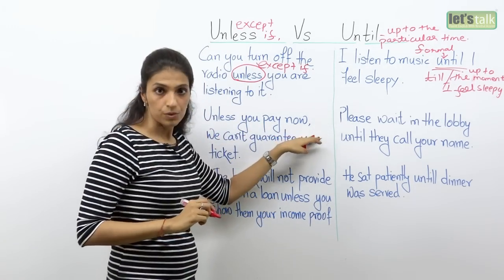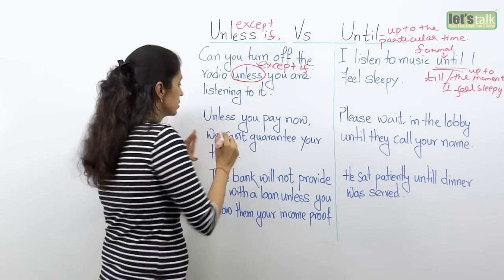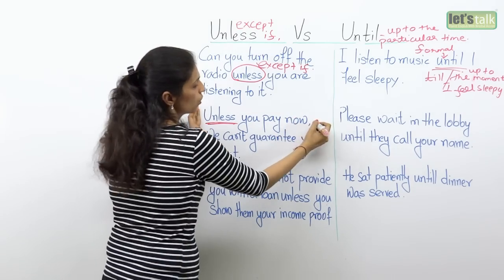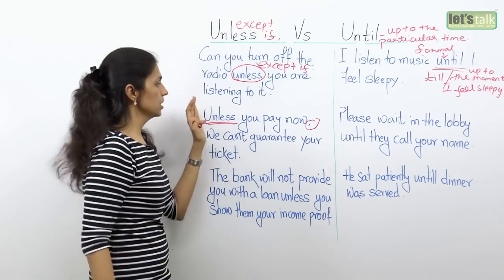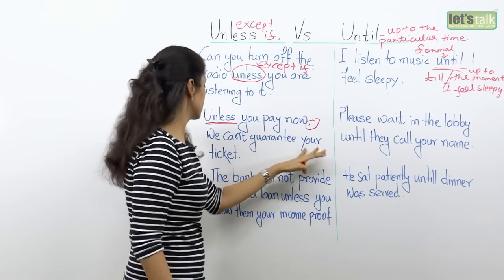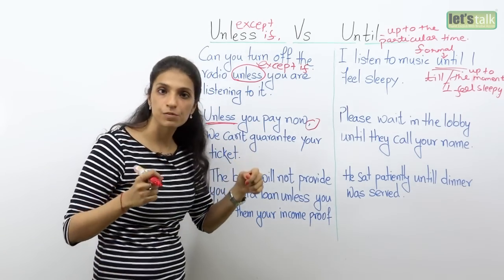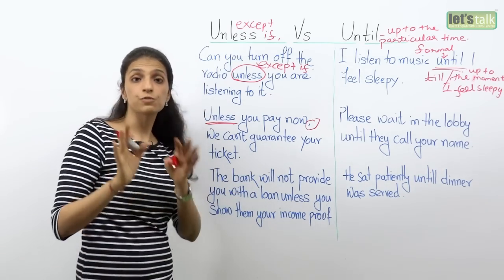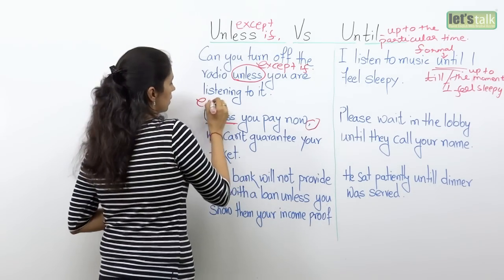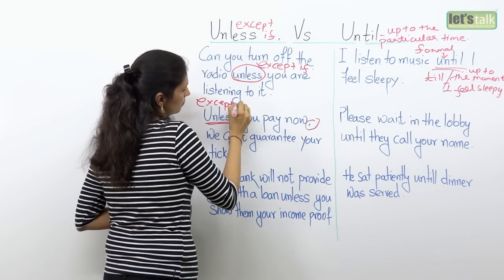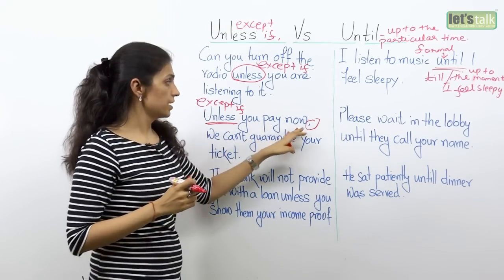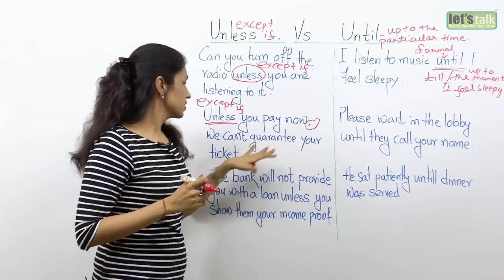Unless you pay now. Now remember friends, when you start your sentence with an unless clause, you always put a comma here. Okay, so unless you pay now, we can't guarantee your ticket. Except if you pay now. It's a precondition. Well, if you do pay now, we guarantee you your ticket. Alright, so except if you pay now, you're putting a condition. Okay, so it's already a precondition. Unless you pay now, we can't guarantee your ticket.